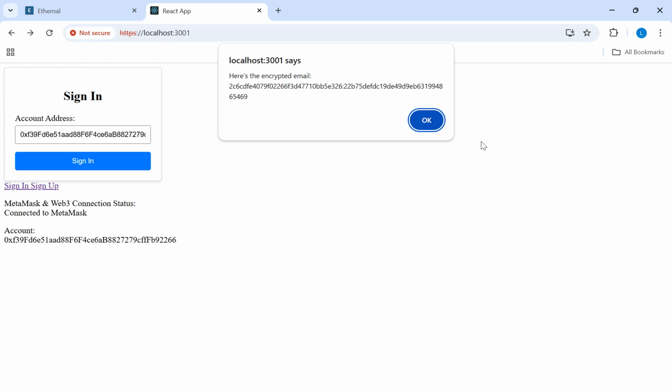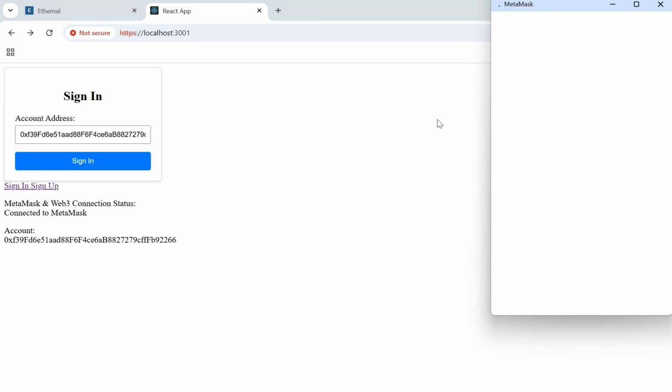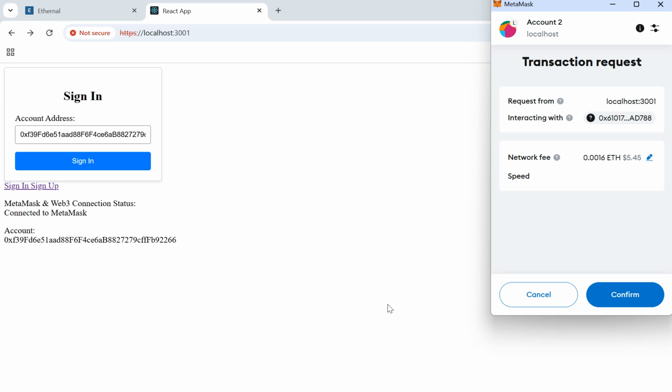So this email address needs to be decrypted using the symmetric key. The symmetric key also needs to be decrypted. It needs to be decrypted first before it can decrypt this email address. So to decrypt the symmetric key, we use a private key from MetaMask.